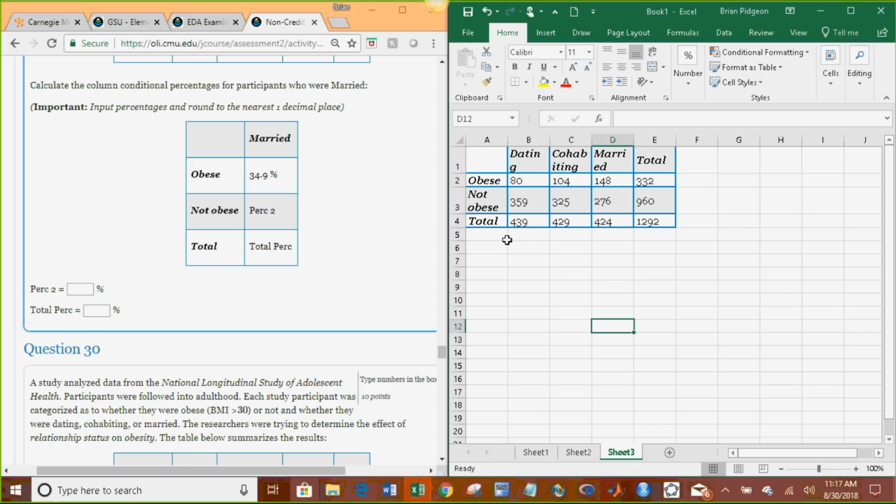So this tells us that it already gives us 34.9. Let's just see that value. So conditional upon being married, what percentage is obese? 148 out of the 424 times 100. And there's our 34.9. Percentage 2 is not obese, so we're going to do 276 divided by our 424. Don't forget it's percentages, so multiply by 100. And that's going to give us 65.1. In addition, we know the total is going to be 100. So we could just do 100 minus 34.9, which gives you 65.1 anyways.